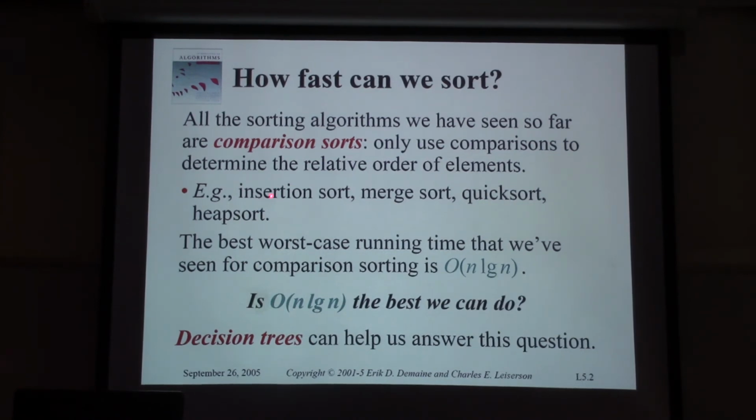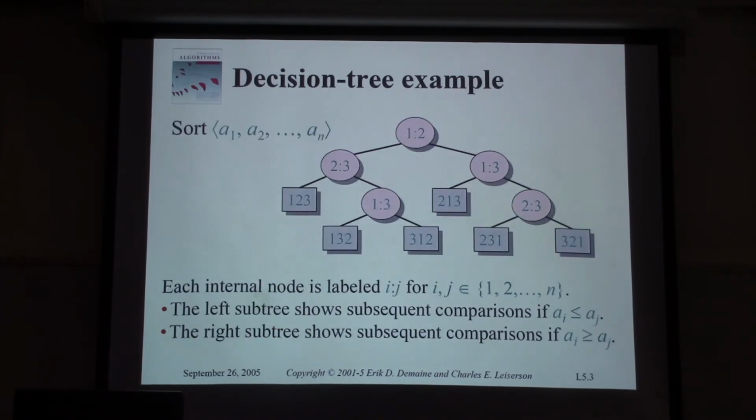The best worst-case running time we've had is n log n. Is n log n the best we can do? We're going to employ a technique called decision trees that can help us answer the question. Let's say we want to sort 3 elements, so the sequence will be A1, A2, A3. We don't know what order they're going to be in, so they could be in how many different orders? 3 factorial. Assuming that they're all different, there are up to 6 different orders.